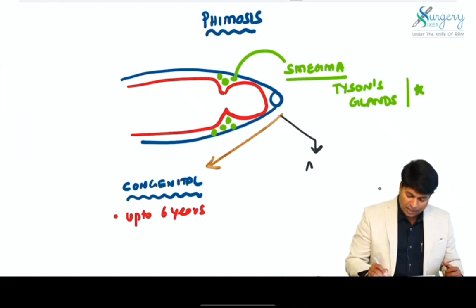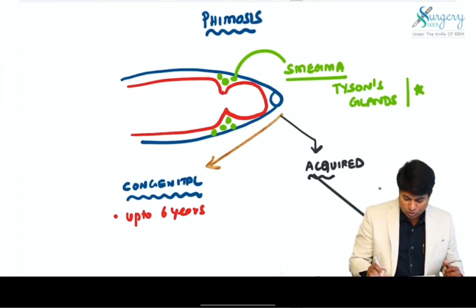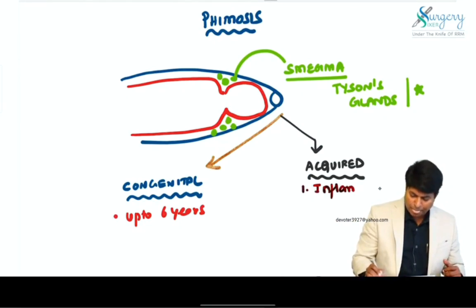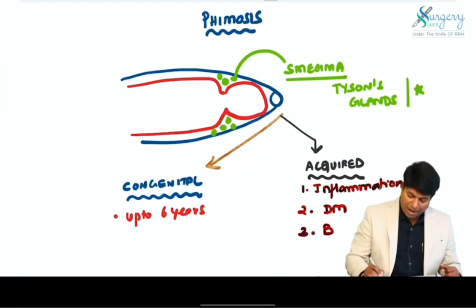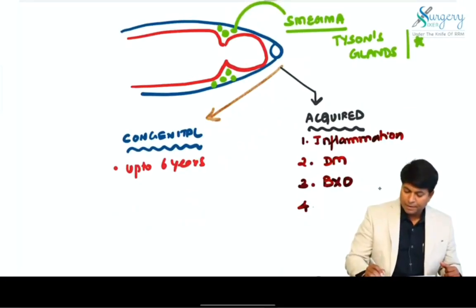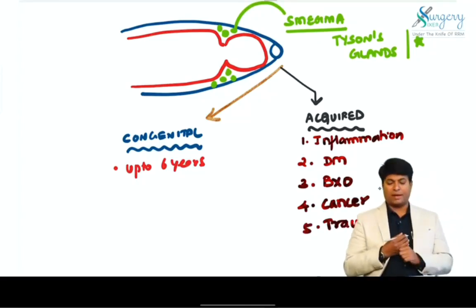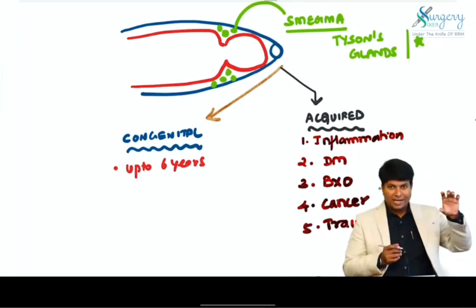And acquired, what are the acquired causes of phimosis? Acquired causes of phimosis are inflammation, diabetes causing balanitis, or balanitis xerotica obliterans, or cancer. Like that, many other acquired causes are there, including trauma. The inability to retract the prepuce back will cause phimosis.